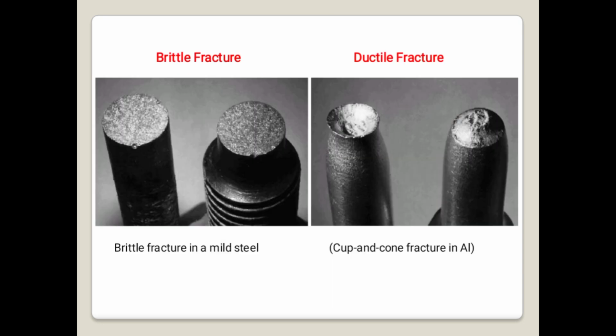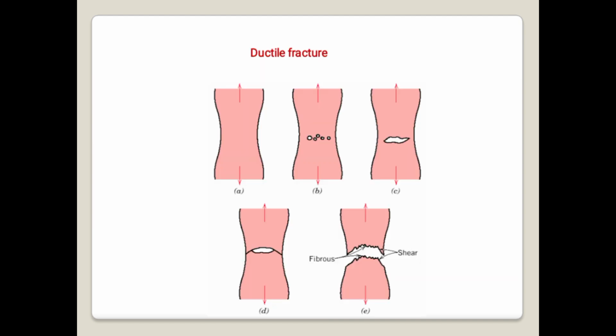The figure shows the brittle fracture in a mild steel and a ductile fracture which appears like a cup and cone fracture in aluminium. So these are the steps that happen during the ductile fracture.